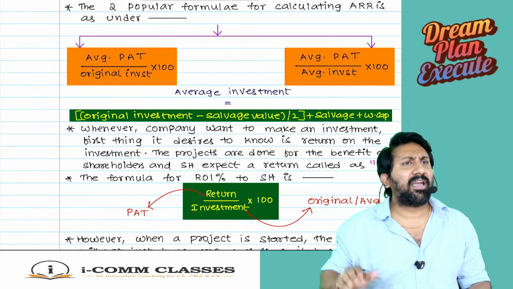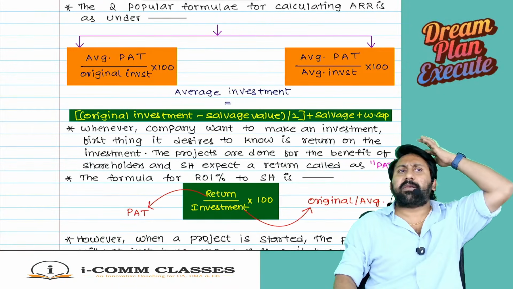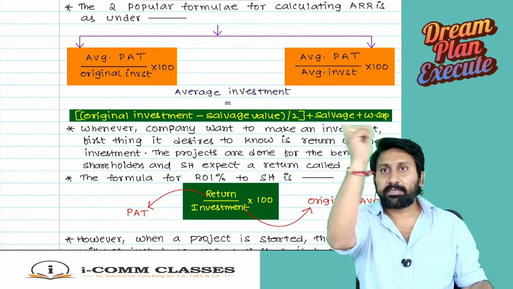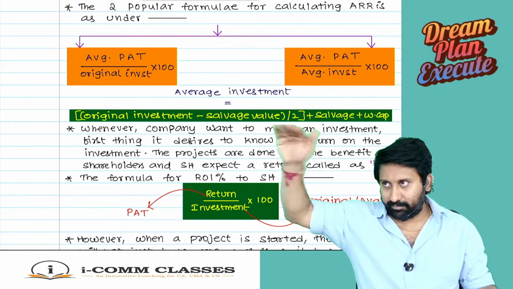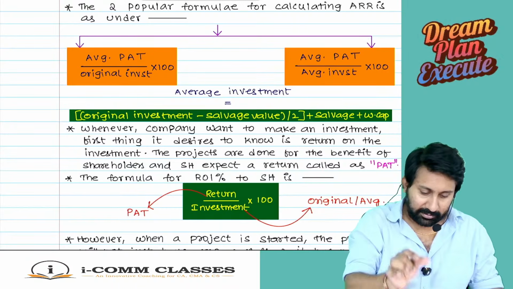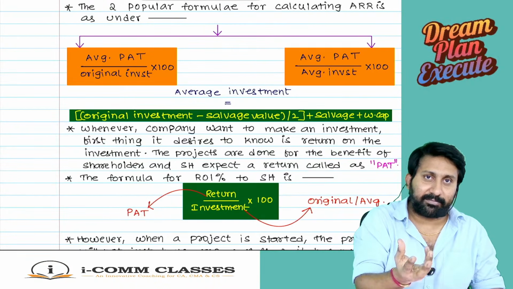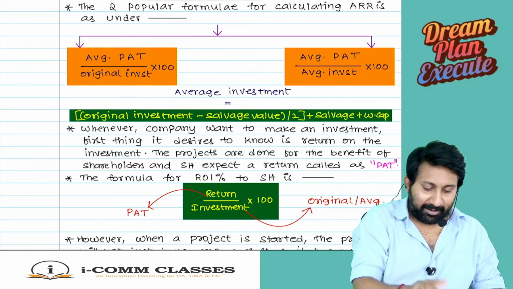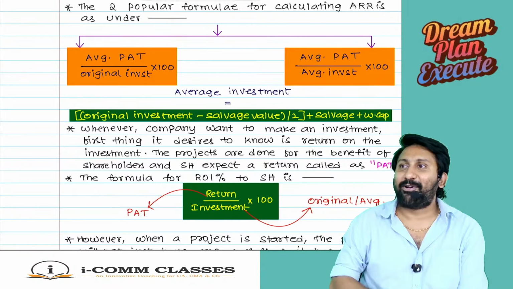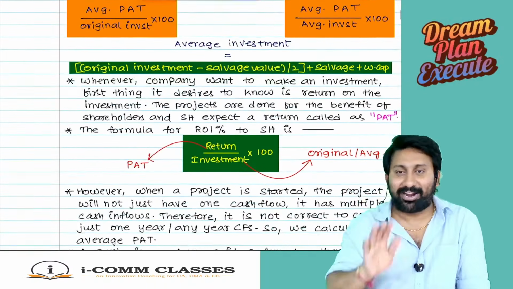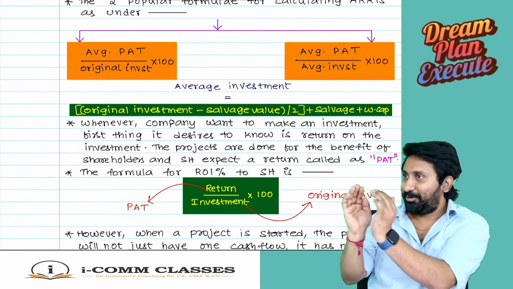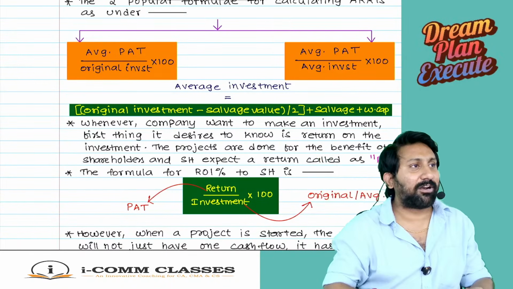Listen carefully. What are the 2 formulas for ARR computation? Number 1, and second. In the formula, the into 100 is what is most relevant; even if you don't do it, no problem. Average profit after tax by original investment into 100. Our concentration is on the into 100. What is the first formula?